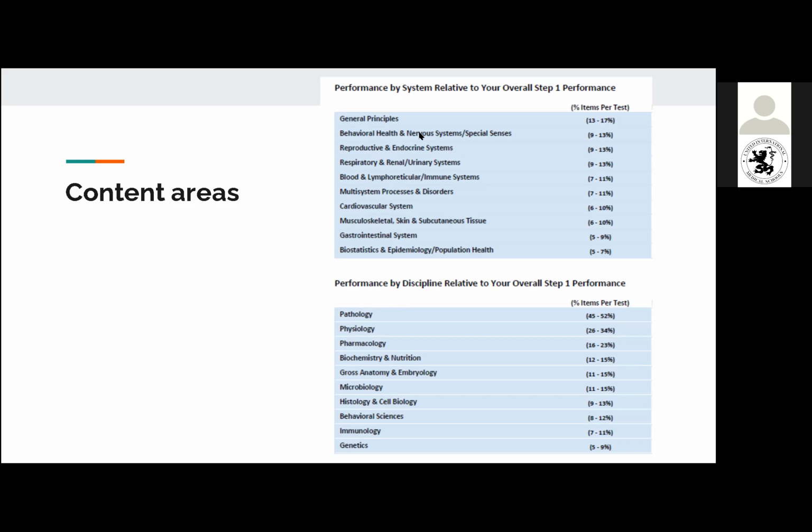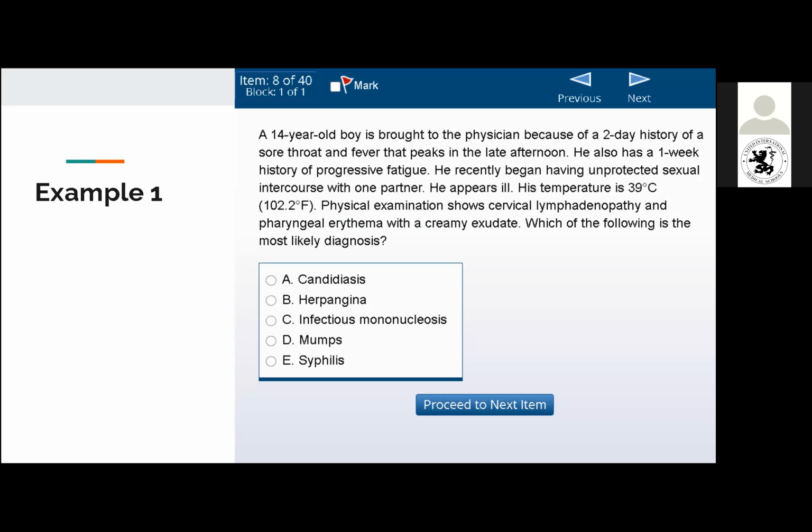Pharmacology, biochemistry, anatomy, embryology, and so on, microhistology, you can see here, are all disciplines that are examined on Step 1. So you don't really have clinical sciences like internal medicine and pediatrics, but rather you have basic sciences like pathology and physiology. So I want to go through a couple of questions just to show you what the style of examination is on USMLE Step 1. So I'll just read out the question, and if you know the answer, just write it down in the chat, and then we'll go over the answer together.